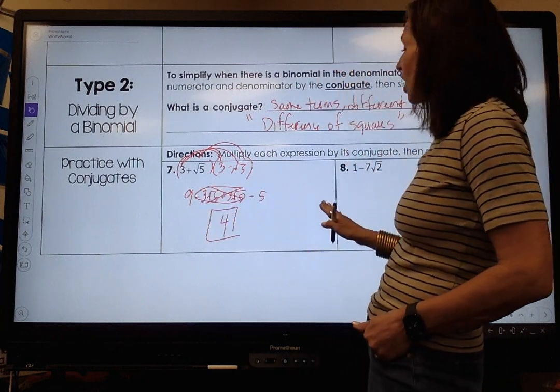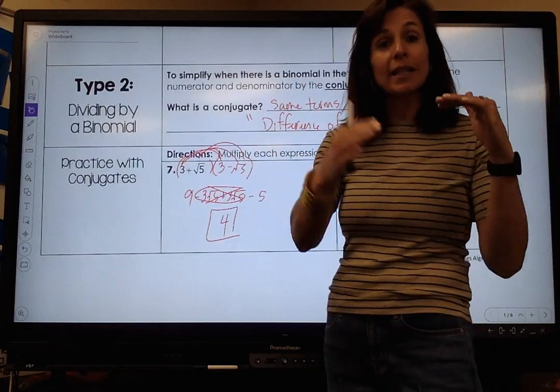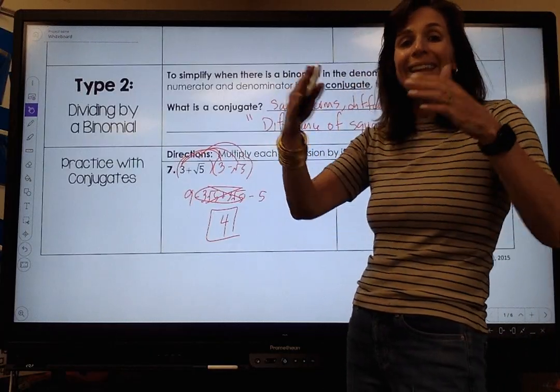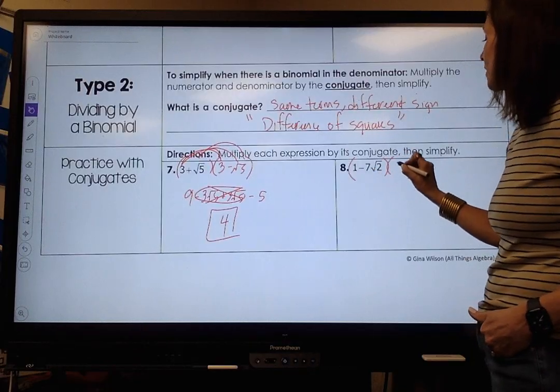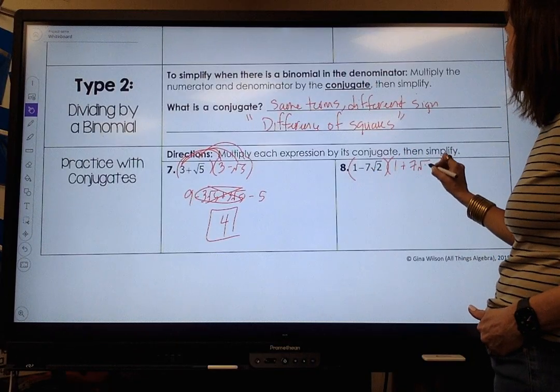Okay, so that's the conjugate. You're multiplying by the conjugate to get that middle term to cancel out, and then that end term, of course, that square root will go away. So the conjugate is going to be 1 plus 7 square root of 2.